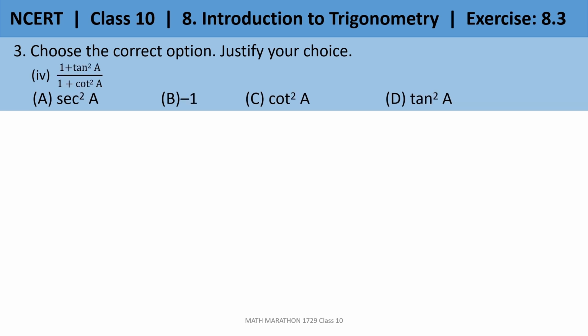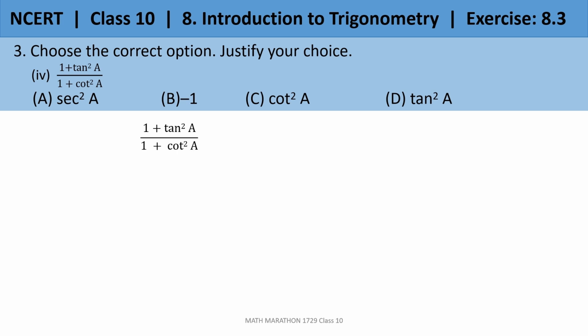Choose the correct option. Justify your choice. Section 4. (1 plus tan square A) by (1 plus cot square A) is equal to dash. Options are: Option A, secant square A. Option B, minus 1. Option C, cot square A. Option D, tan square A.